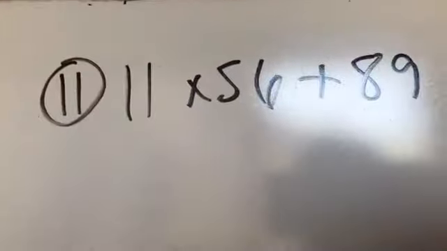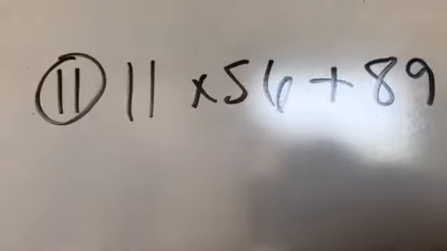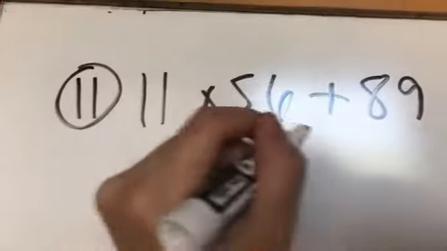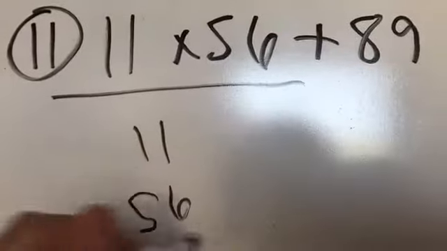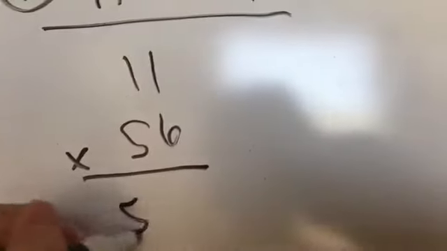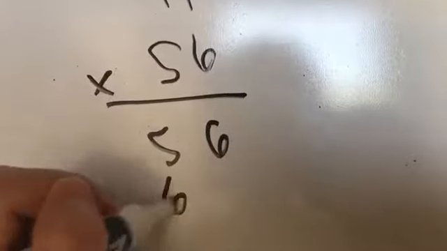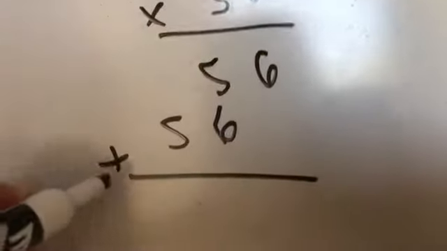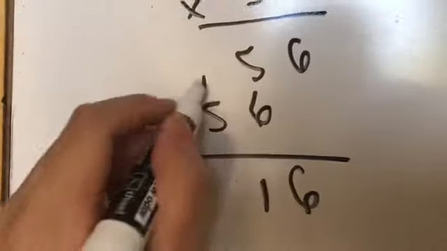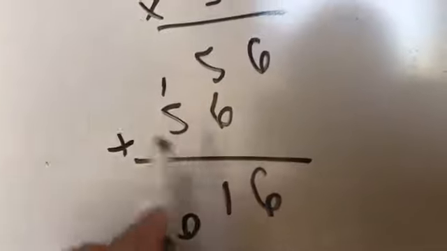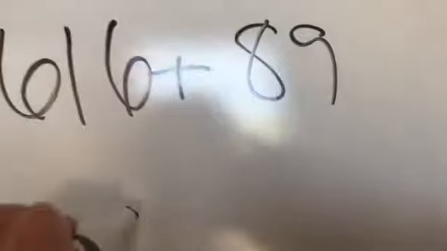What we are going to do is 11 times 56 plus 89. The first thing we need to do is multiply these together, which we can do pretty easily right now. 56, and we multiply that, so that'd be 56 and 56. And that'd be 6, 6, oh my god, 616, and that is going to be put together with 89.